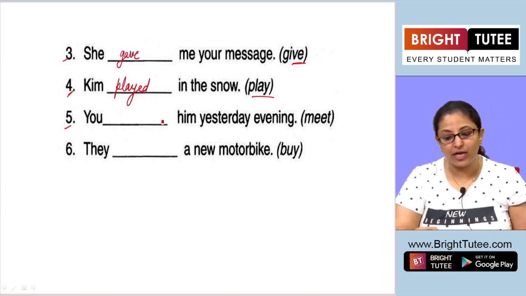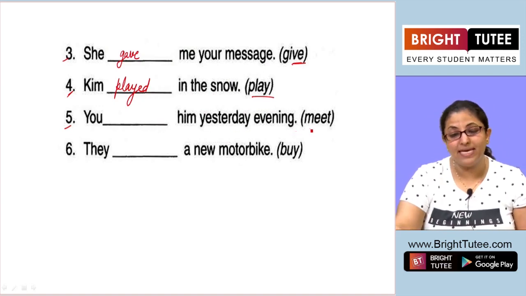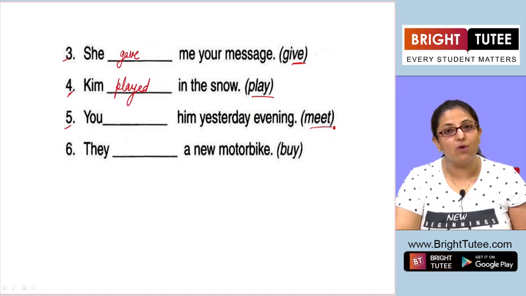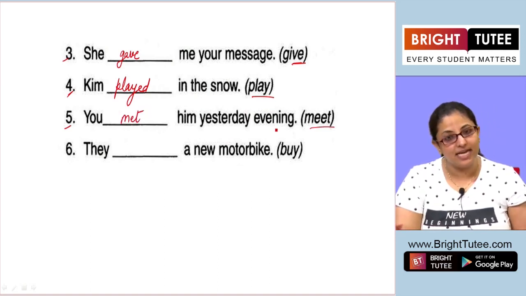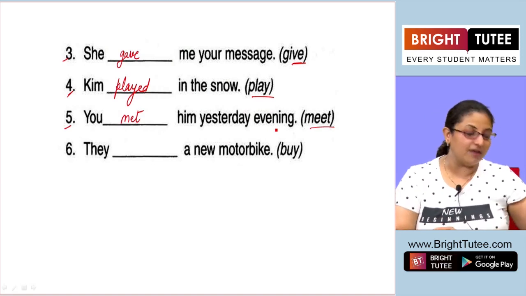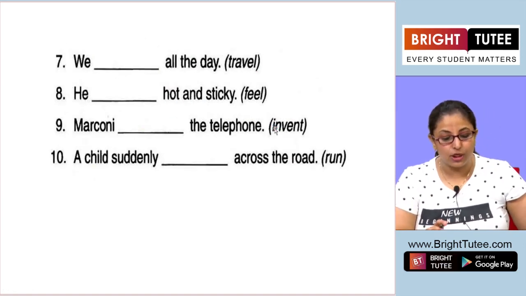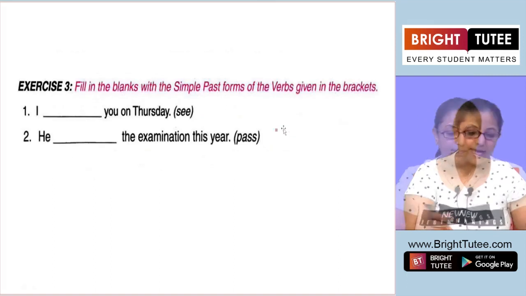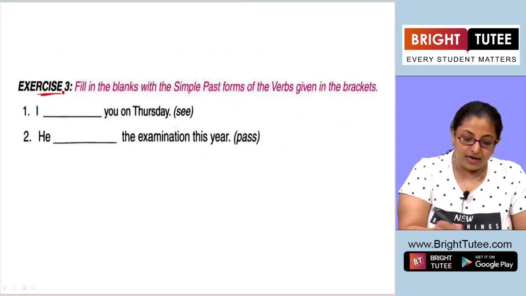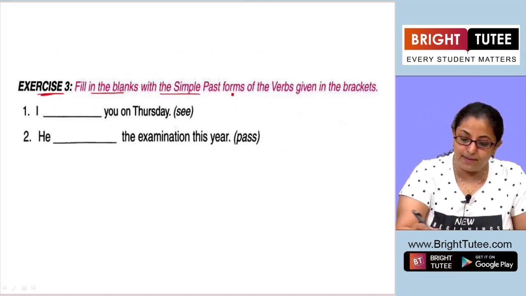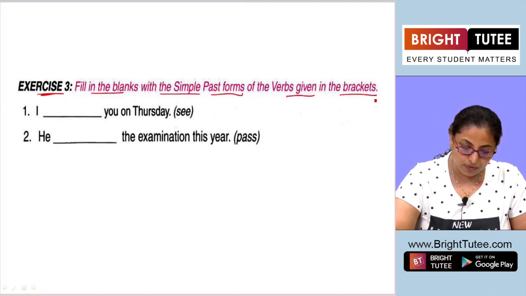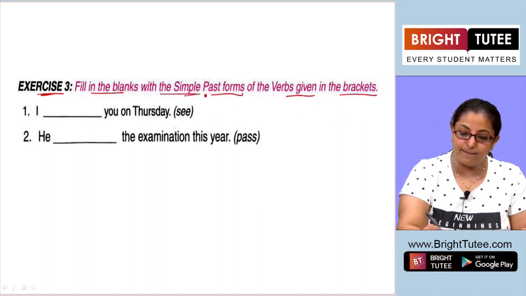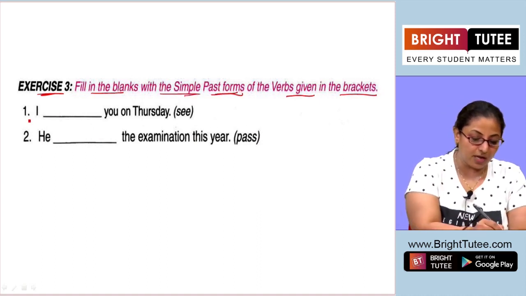You dash him yesterday evening. Meet. The past form will be met. You met him yesterday evening. Again, I have done first 5 for you. Rest you will be doing on your own. Exercise number 3. Fill in the blanks with the simple past forms of the verbs given in the brackets. Alright, so exercise number 3 is also simple past forms of the verbs.